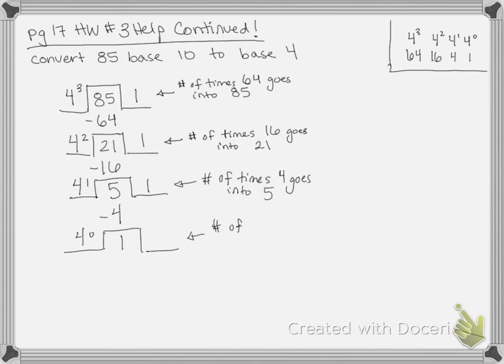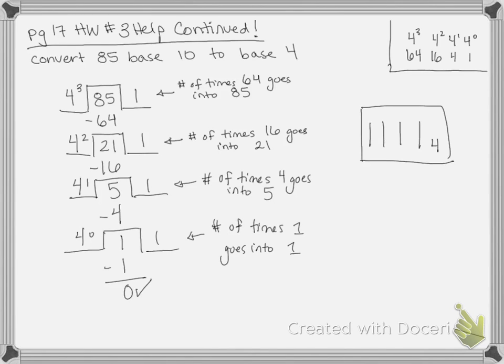So this last one is the number of times 1 goes into 1. This only happens one time, so I take away that value, and I get my 0 remainder, which is what I'm looking for. So again, in order to write this, we would write the 4 numbers that I now see on the right-hand side of the box and the new base. So 85 base 10 is equal to 1111 base 4.